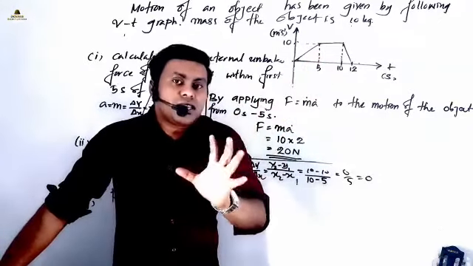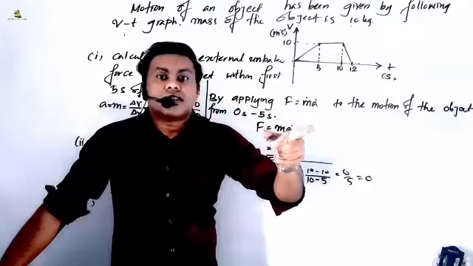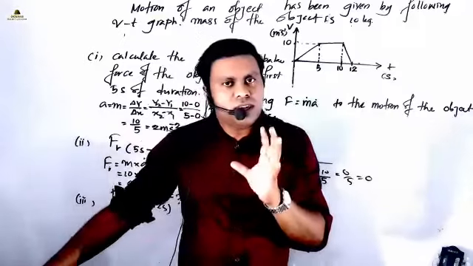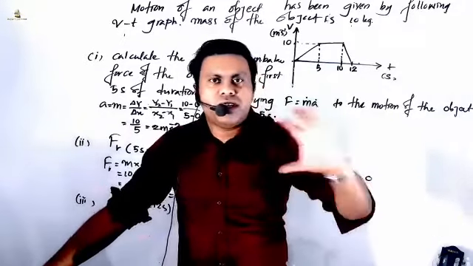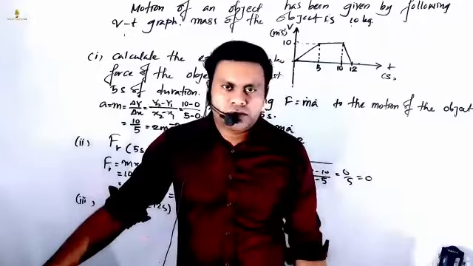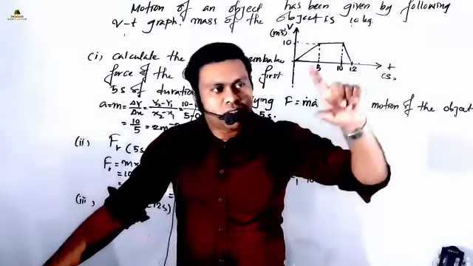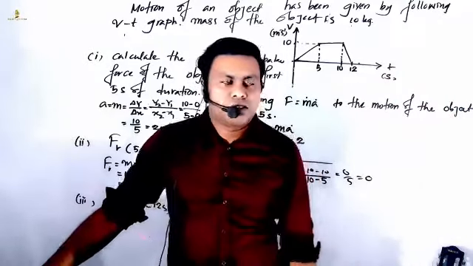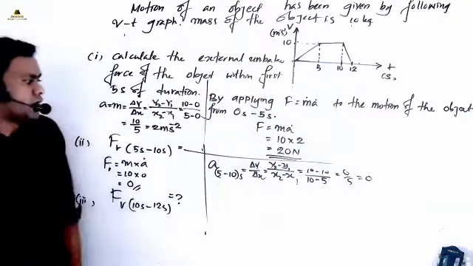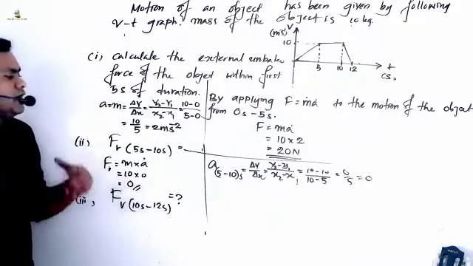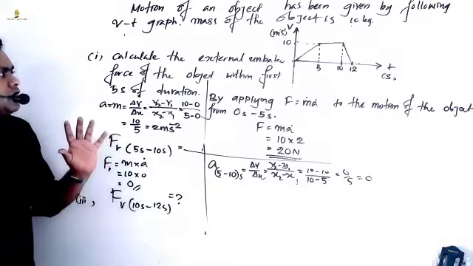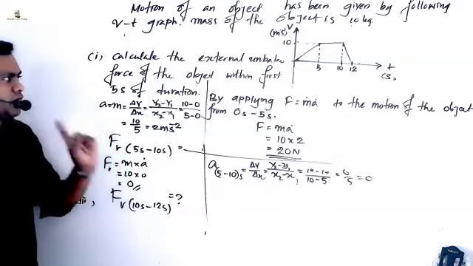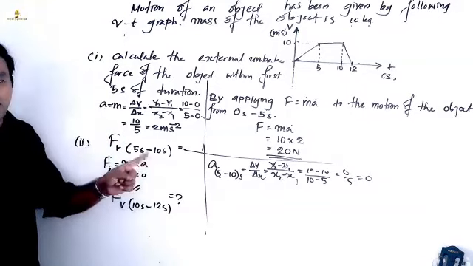Definitely, if there's an acceleration, there is an external unbalanced force. On the other hand, if there's an external unbalanced force, it's certain that this object will be accelerated. It is crystal clear. So you have to believe it like a religion. If there's an acceleration, definitely there's an external unbalanced force. If there's an external unbalanced force, definitely there is an acceleration.